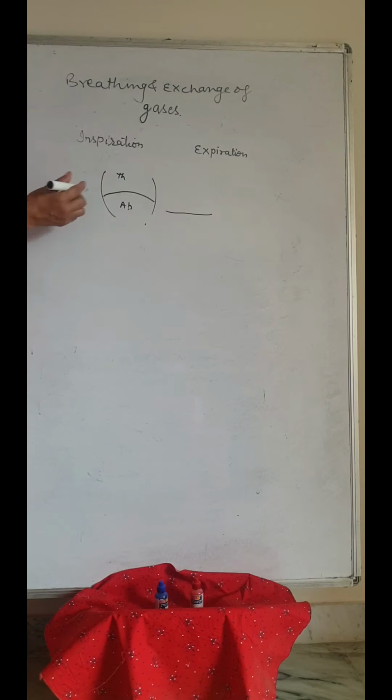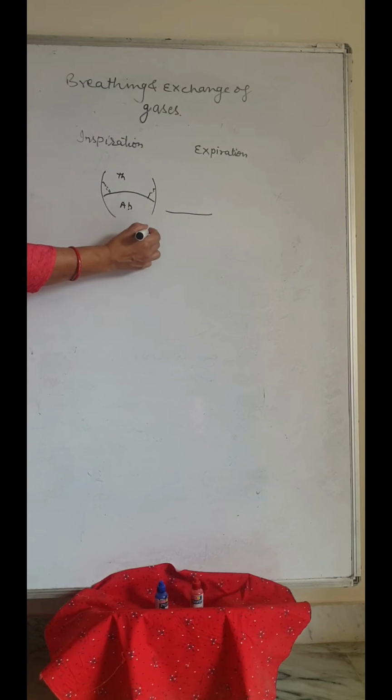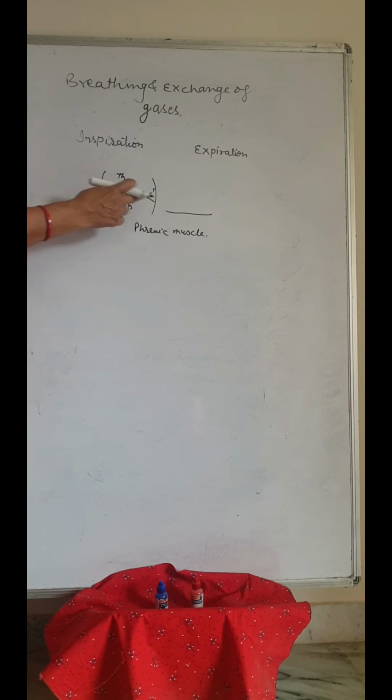How does it become flat? The muscles from the ribs to the diaphragm. The peripheral wall of the diaphragm has muscles. Those muscles are attached to the ribs. So when these muscles contract, the diaphragm becomes flat. These muscles are the phrenic muscles, also called radial muscles. They help in the contraction and the relaxation of the diaphragm.